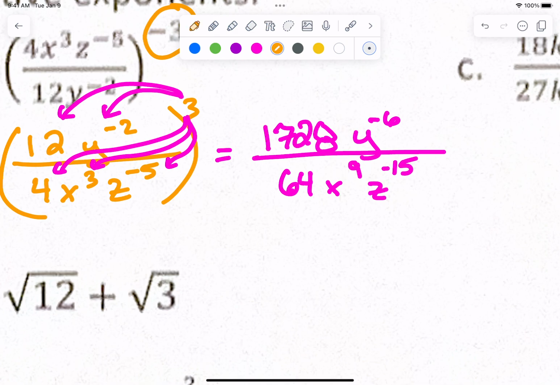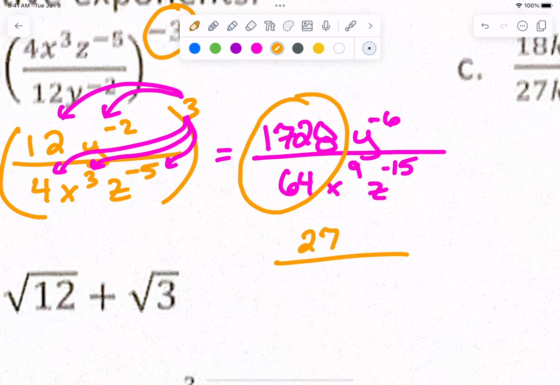All right, now what first? Let's divide these and simplify. 1728 divided by 64 is 27. So 27 on the top. X to the 9th can stay, but the other two need to be switched. So Y comes down to the bottom, Y to the 6th. Z to the negative 15th goes on top, but it's positive now.